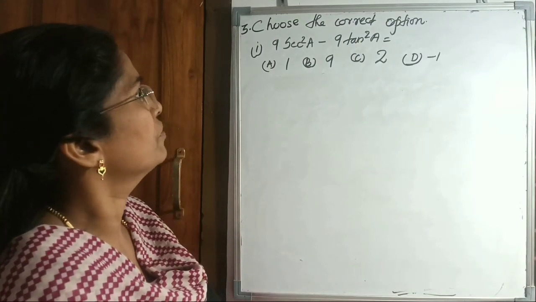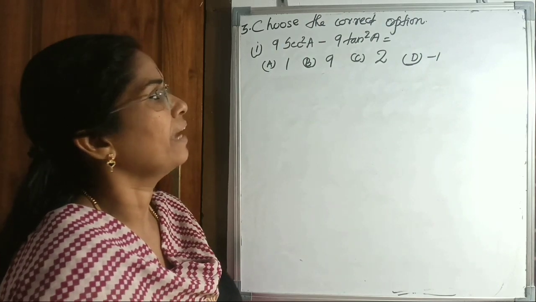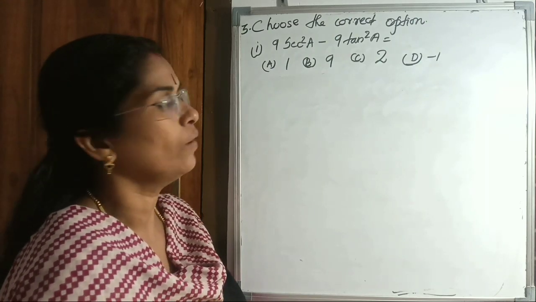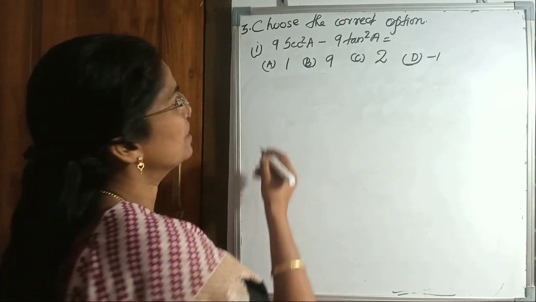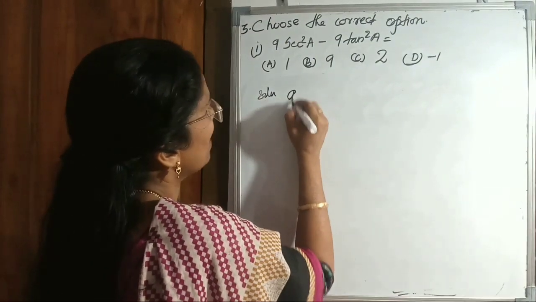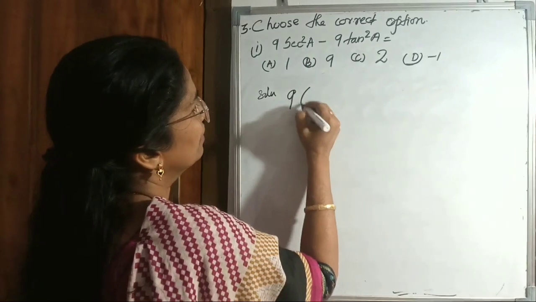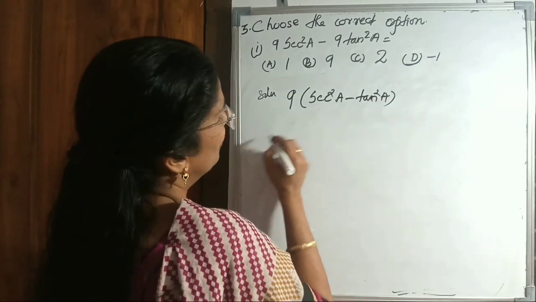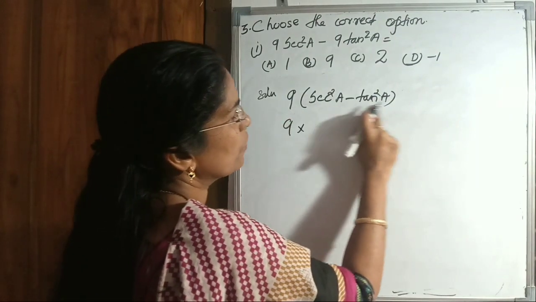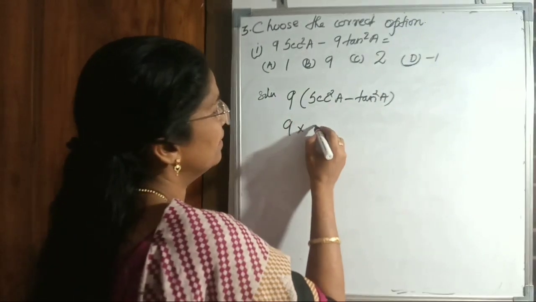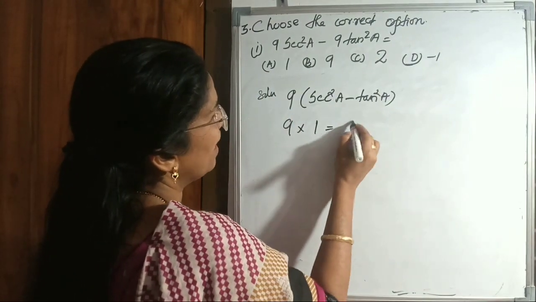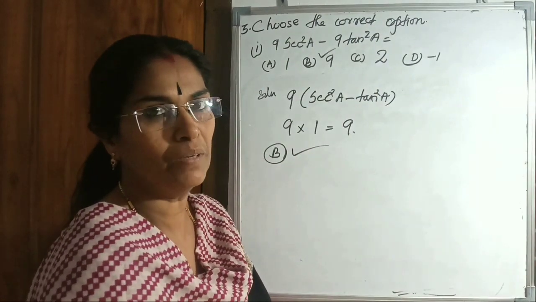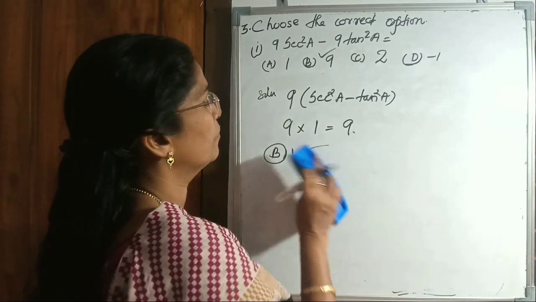Okay, our third question. Choose the correct option. First one: 9 sec square a minus 9 tan square a is equal to dash. Options: A 1, B 9, C 2 and D minus 1. It is a very simple question. The solution we can write as: we can take 9 common from this first. Then inside the bracket we will get sec square a minus tan square a. So 9 into, what is the value of sec square a minus tan square a? That is our identity. It is 1. So 9 into 1 is 9 itself. The correct option is B. Very simple. So study the identity, then we can solve this type of question.